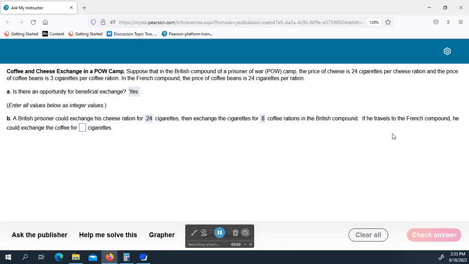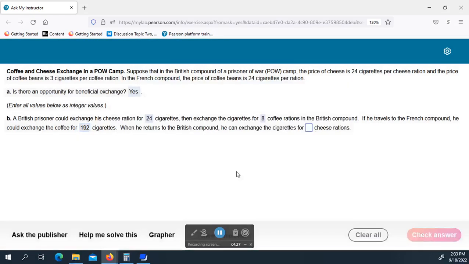Okay? And then if he travels to the French compound, he could exchange the coffee for how many cigarettes? Well, it's 24 cigarettes per ration of coffee. He's got 8 coffee rations, so 24 times 8, I think, is 192? Let's see, make sure. 192, yeah. So he's got 192 cigarettes now, because he traded his coffee for 192 cigarettes. That's a lot of cigarettes.